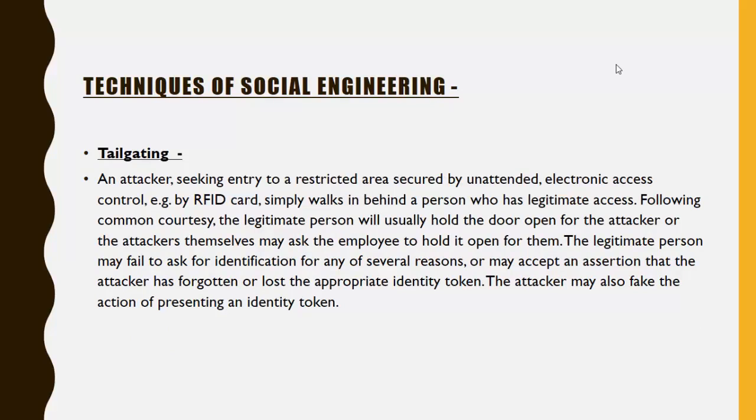Tailgating. An attacker seeking entry to a restricted area secured by unattended electronic access control (RFID) card simply walks in behind a person who has legitimate access. Following common courtesy, the legitimate person will usually hold the door open for the attacker, or the attackers themselves may ask the employee to hold it open for them. The legitimate person may fail to ask for identification for any of several reasons, or may accept an assertion that the attacker has forgotten or lost the appropriate identity token.